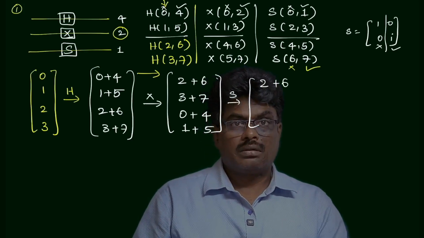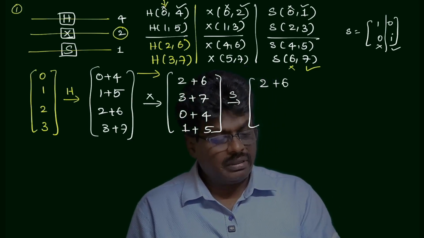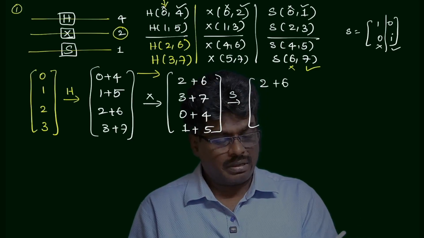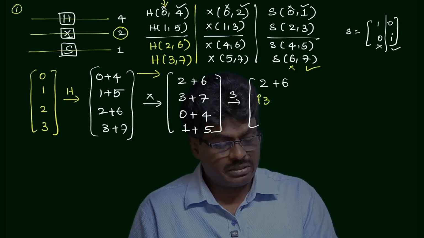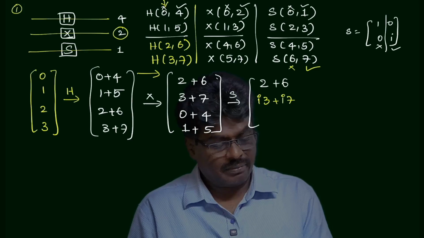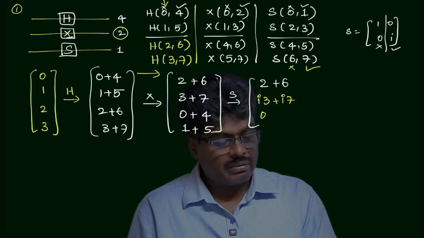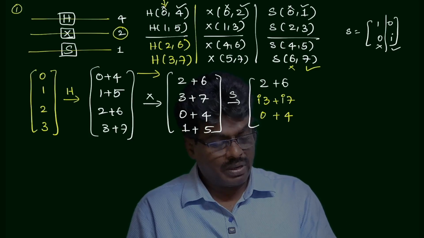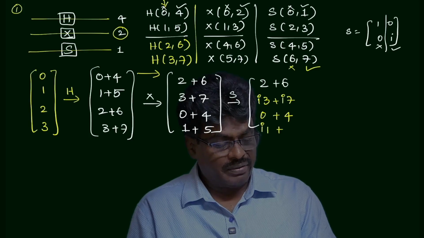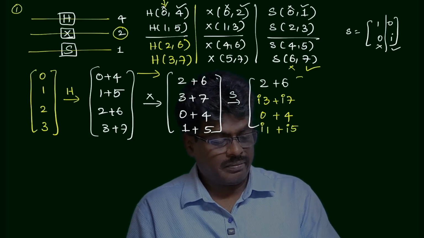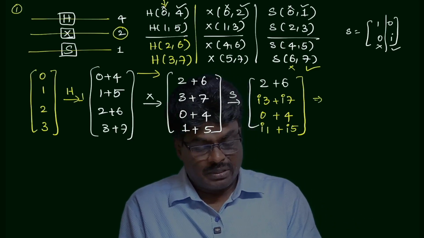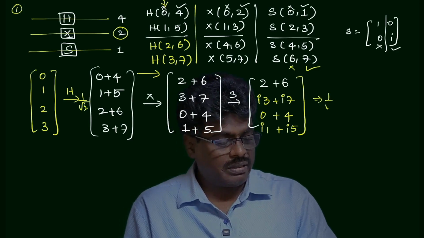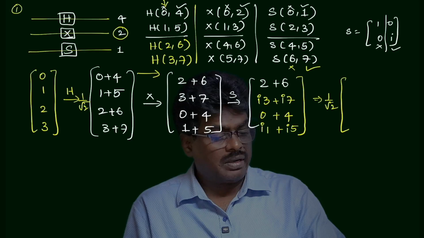And here we have 3, which is in on state, that's why i3, and 7 is also on, that's why i7. 0 is off, 4 is also off, but 1 is in on state, that's why this is i1, and 5 is also on, i5. Right, finally if you want, you can write the normalization constant 1 by root 2.